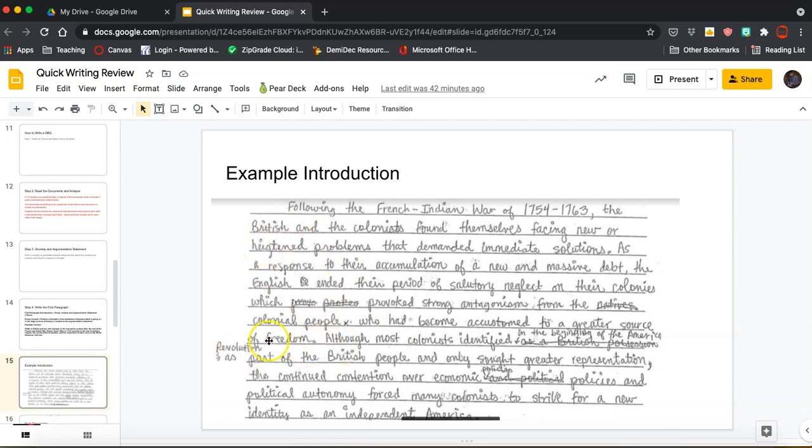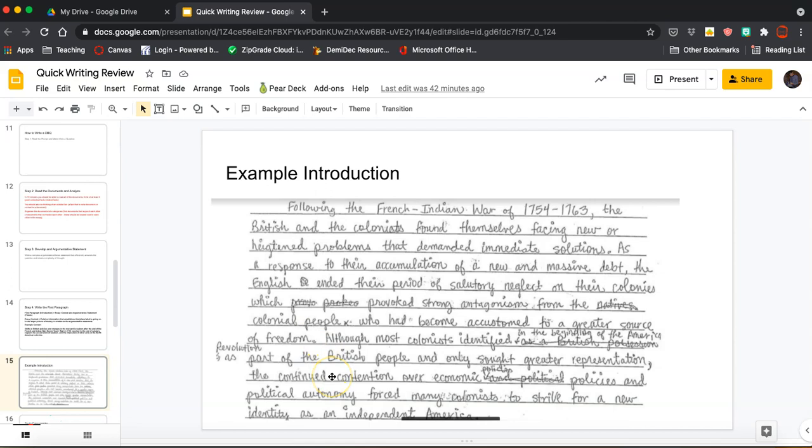That's all your context. Done. Check. 1 point. Although most colonists identified in the beginning of the American Revolution as part of the British people and sought only greater representation, the continued contention over economic policies and political autonomy forced many colonists to strive for a new identity as an independent America.